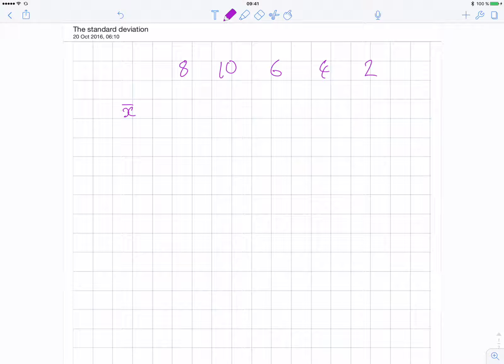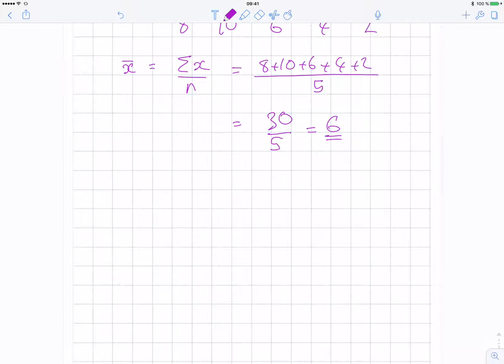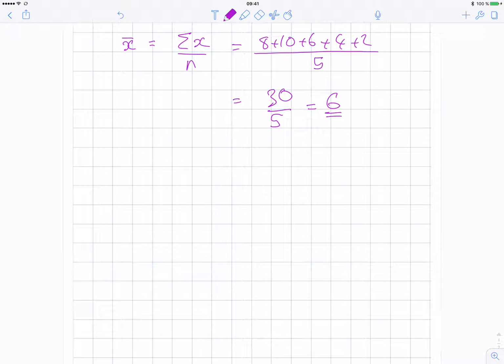First thing I want to do is calculate the mean. That's x bar. That is equal to the sum of the x values divided by how many there are. So the sum is 8 plus 10 plus 6 plus 4 plus 2. And we divide it through by how many bits of information there are? 5. So 10 plus 10 is 20, 28, 30, 30 over 5. The mean is 6.